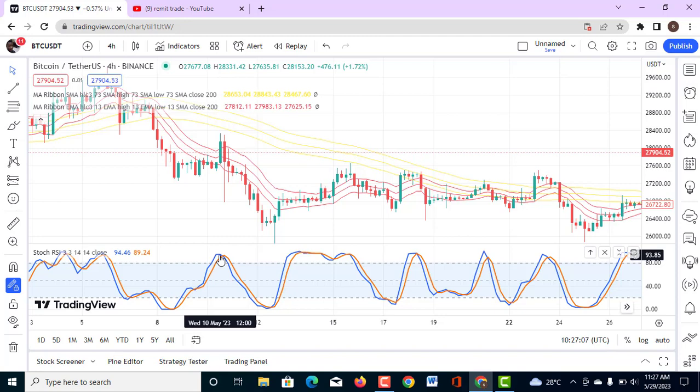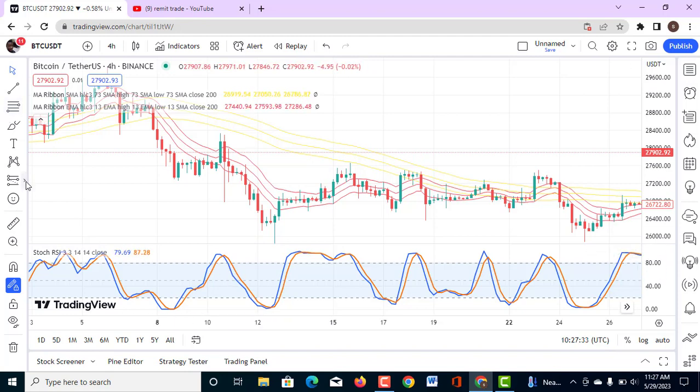I have a video that best explains how to use the stochastic and the stochastic RSI for this very trading purpose. So at this very area, this is a short opportunity. The reason is that the red channel is below the yellow channel, and not only that, the stochastic is at overbought condition, which means the market is going to move to the downside.